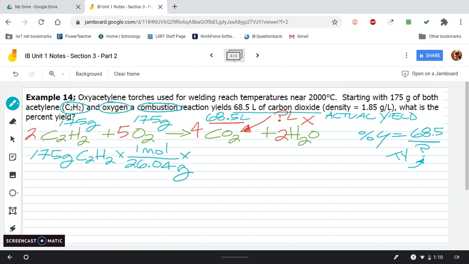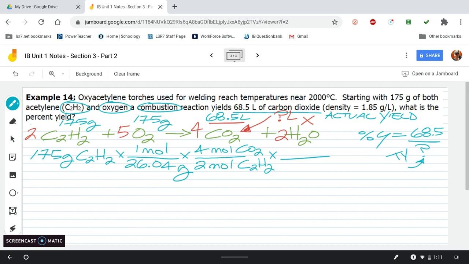And then we're going to do our mole ratio. So we're going to turn it into our question mark. So that's going to be 4 moles of CO2 on top. And then it looks like we've got 2 moles of the acetylene on bottom, like that, okay? And then we're supposed to get it into liters. So we're trying to figure out how to do this. Now, here's the problem.